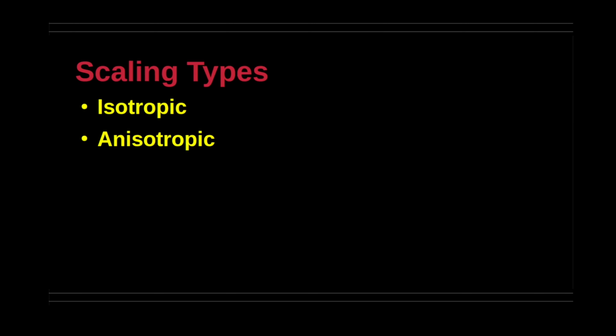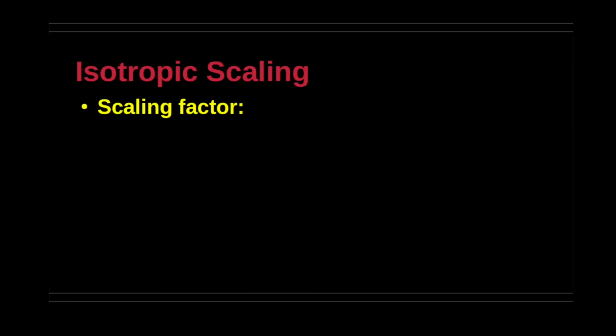The principles of scaling are the same for 2D and 3D objects. However, in this tutorial on transformations, our focus is on 2D images. Isotropic scaling involves resizing an image uniformly in both the horizontal and vertical directions. This means the image maintains its aspect ratio while being enlarged or reduced.